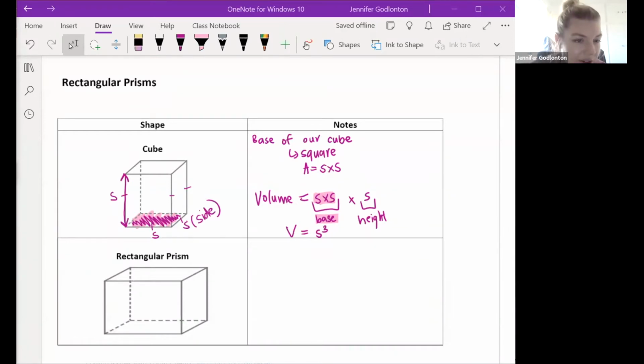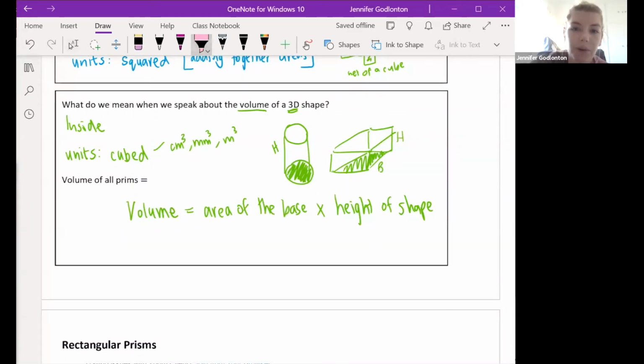Okay, so the reason I don't use 4 sides is because when we're looking at volume, let's just pop back up here. Whenever we're looking at volume, we always look at the area of the base and we times it by the height of our shape, every time. So whenever we want the volume of any shape, we always take the area of the base, so like in this example, that would be that circle, and we times it by the height of our shape.